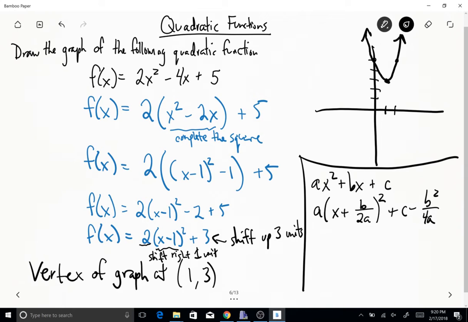You might be saying, well, who the heck cares about that? And I'll show you why. This gives us the vertex right away. So the vertex, well, first off, I'll show you that this works.